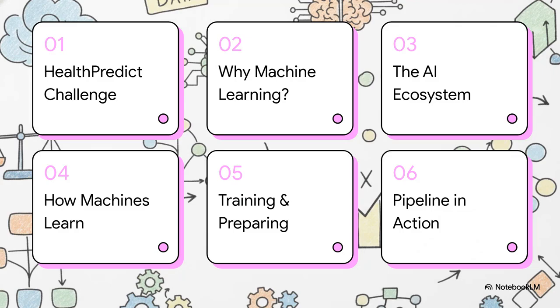Okay, let's dive into this roadmap. We'll start with a real-world story about a startup called HealthPredict. From there, we'll look at why their specific problem absolutely requires machine learning, unpack all those heavily conflated terms in the AI ecosystem, learn how machines actually learn, and demystify how we prepare the data. Finally, we'll wrap up by seeing a full pipeline in action.